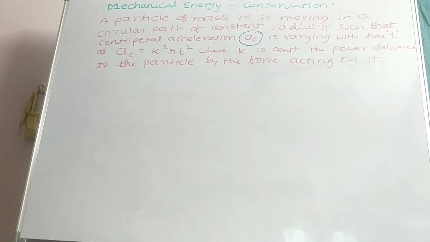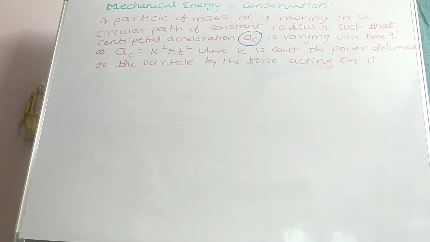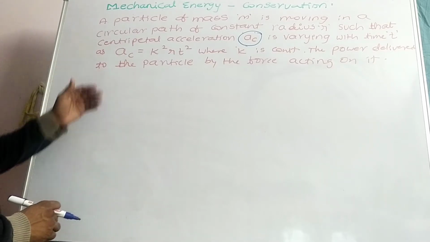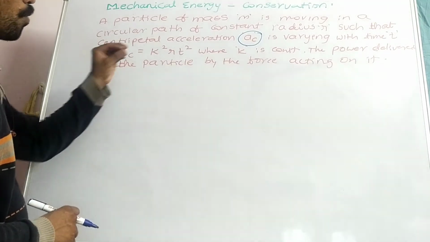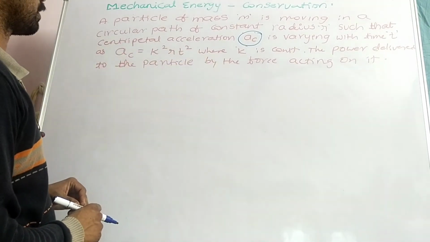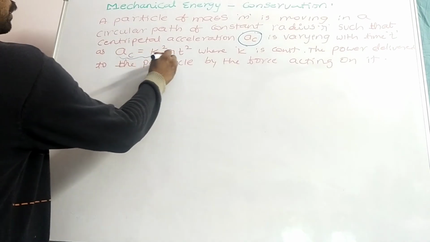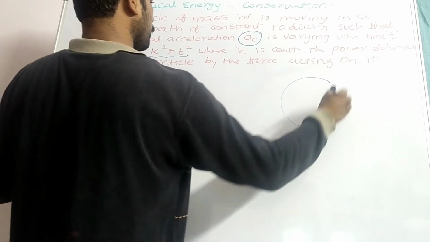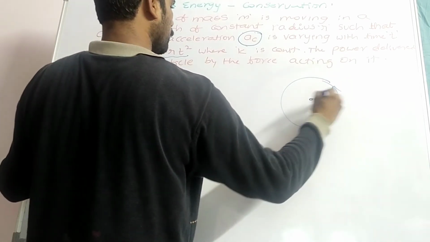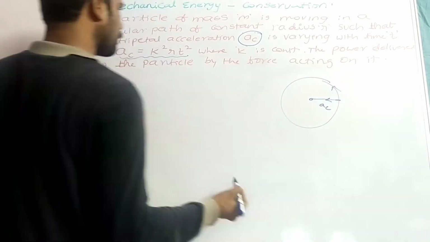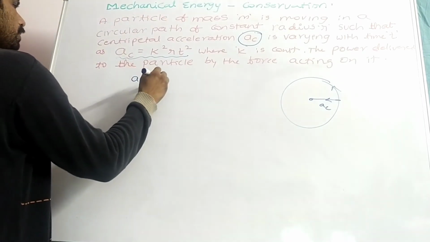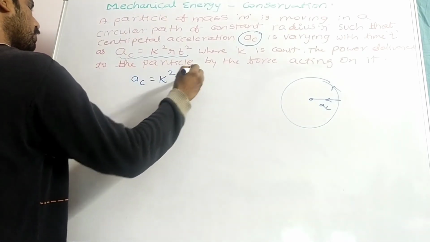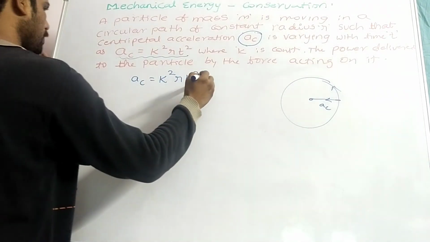Now here we have a particle of mass m moving in a circular path of constant radius r, such that centripetal acceleration AC varies with time t as AC is equal to k square r t square, where k is a constant. Find the power delivered to the particle by the force acting on it. So let us consider a particle revolving, and centripetal acceleration AC is acting like this. So AC is equal to k square r t square. Say that is expression 1.